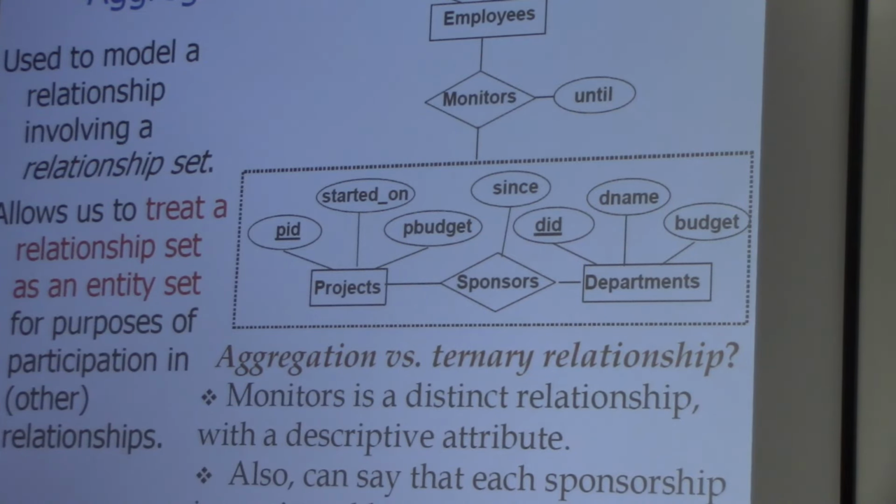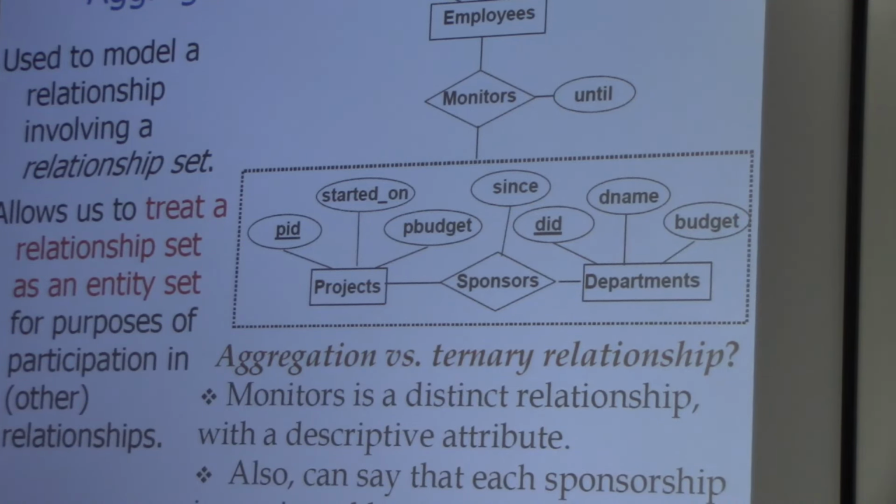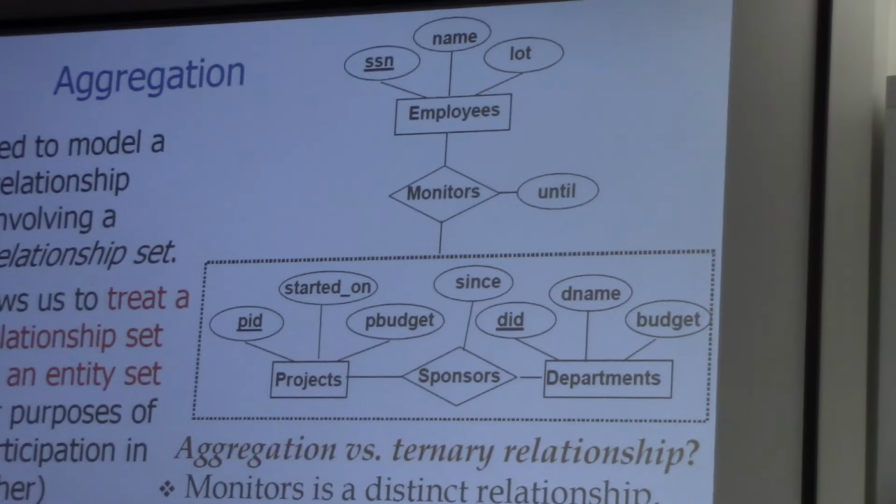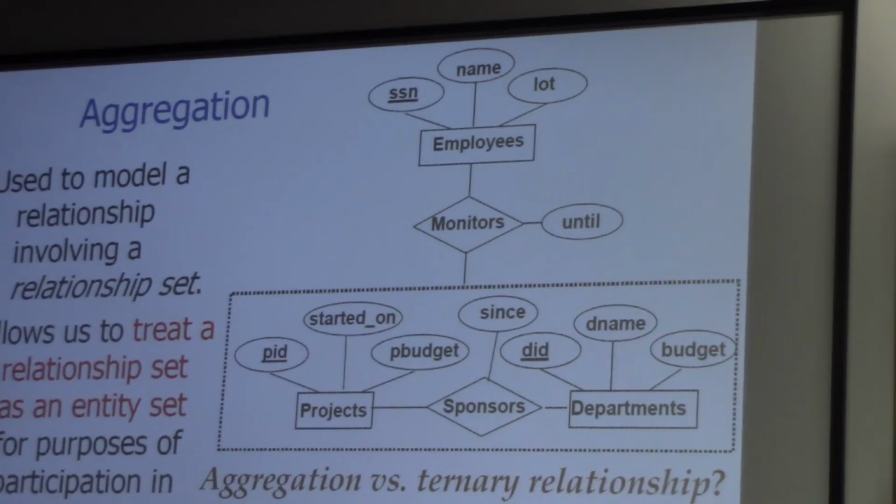Aggregation. So far in our discussion, we said a relationship connects two or more entities. Okay? You can never have a design like this. Meaning you cannot have a relationship set connecting an entity set to another relationship set. Does that make sense to you? Because this is actually fairly intuitive.